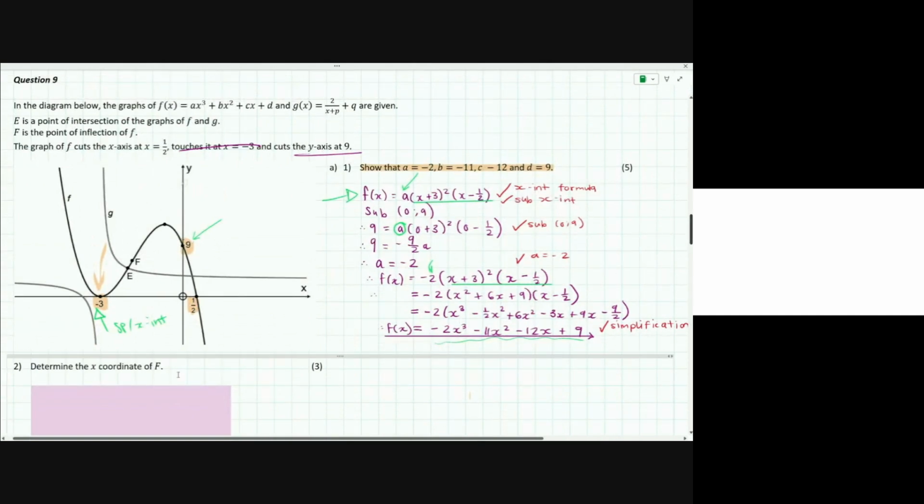The second question says determine the coordinates of f. F, we were told in the information of our question, is our point of inflection. Okay, cool. I want to know the coordinates of that point of inflection. Again, I want you to try it by yourselves. I'm trying to underline point of inflection, but I'm doing it really badly. 3 marks, 3 minutes. Let's go.